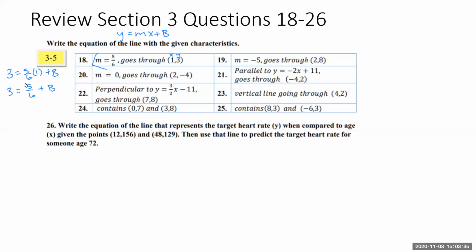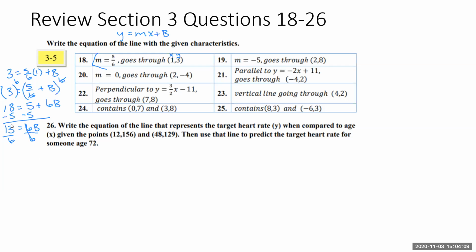I don't like working with fractions, so I'm just going to get rid of the 6 right away and just multiply everything by 6. Because when we multiply it by that, it's going to be 6 divided by 6 for the fraction, and it'll just get rid of it. So 3 times 6 is going to be 18, and then of course the fraction just leaves 5, and then 6 times b is going to be 6b. Then we're going to subtract 5 from both sides. We have 13 equals 6b. And then I'm just going to divide 6 on both sides.